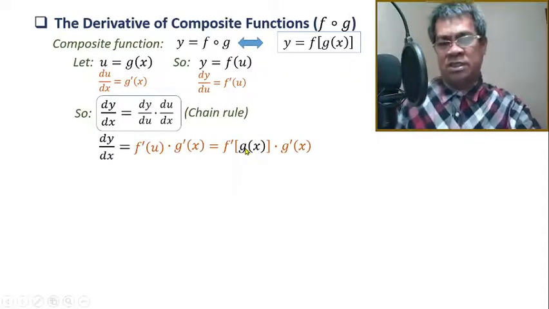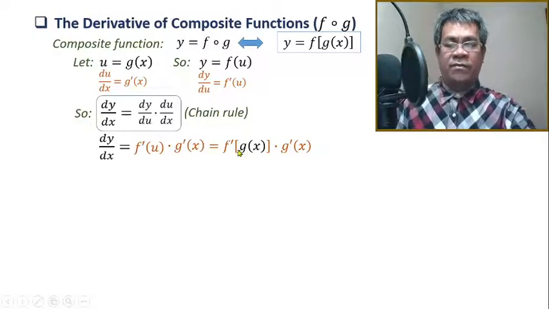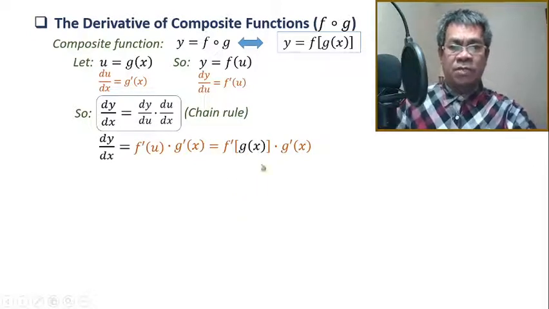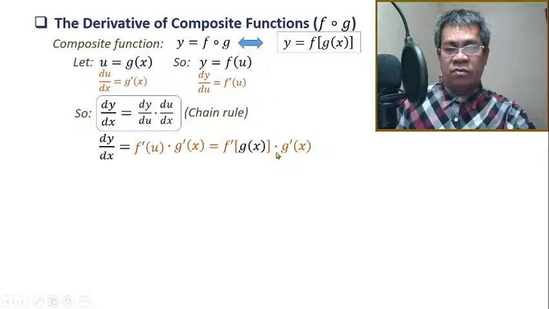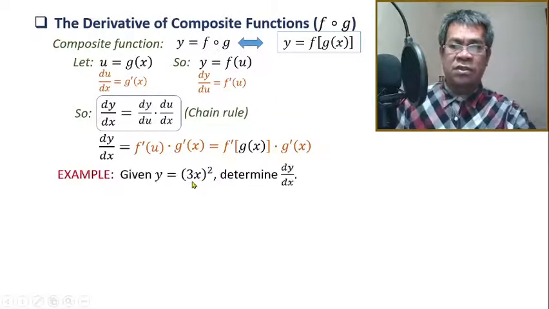So I know this is difficult to analyze because this is the principle of the composite function, because we are working with variables here. So in order to understand, we have this example. Given, for example, y is equal to quantity 3x squared, determine dy/dx. Actually, this is a very simple problem, but we will use the composite.